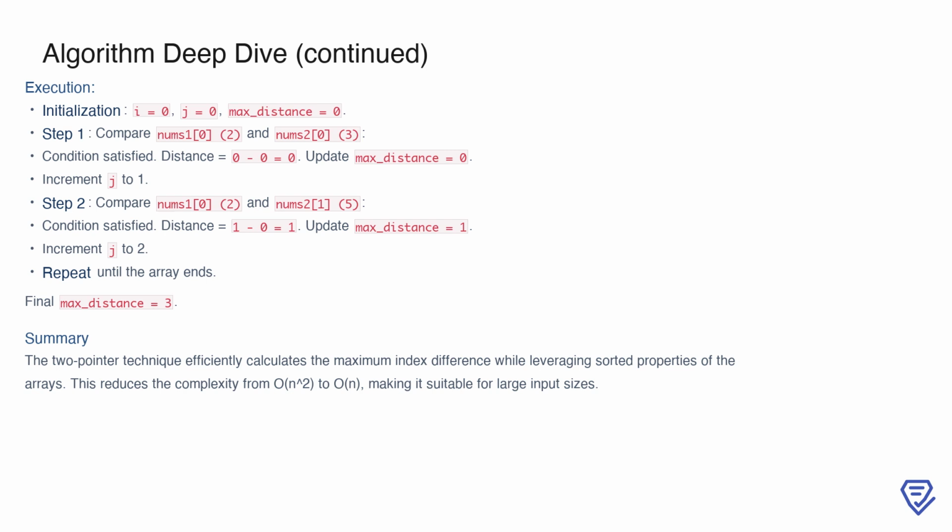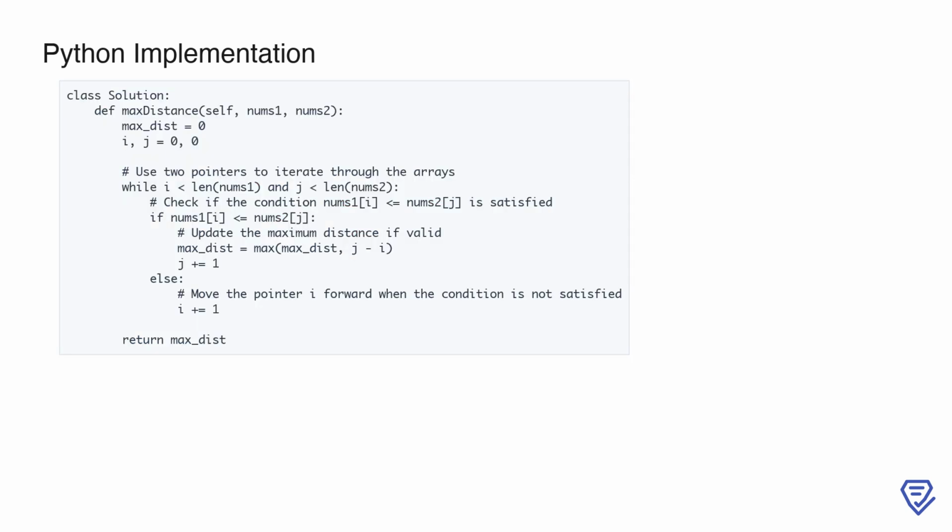This example demonstrates how the two-pointer technique efficiently handles the problem, leveraging the sorted properties of the arrays to reduce complexity from O(n²) to O(n), making it well-suited for large inputs. This solution uses the two-pointer technique to efficiently find the maximum distance between a pair of indices in the given non-decreasing arrays nums1 and nums2.